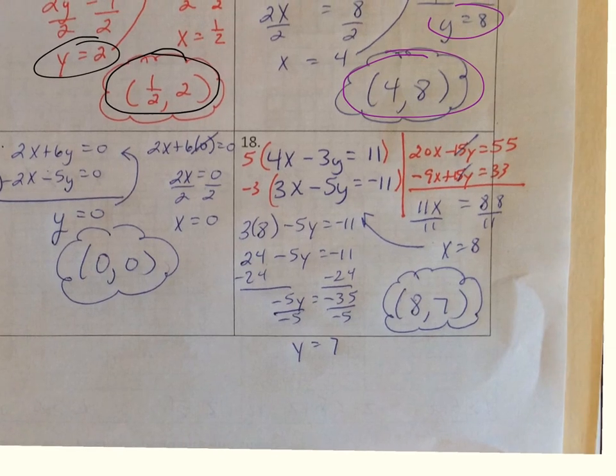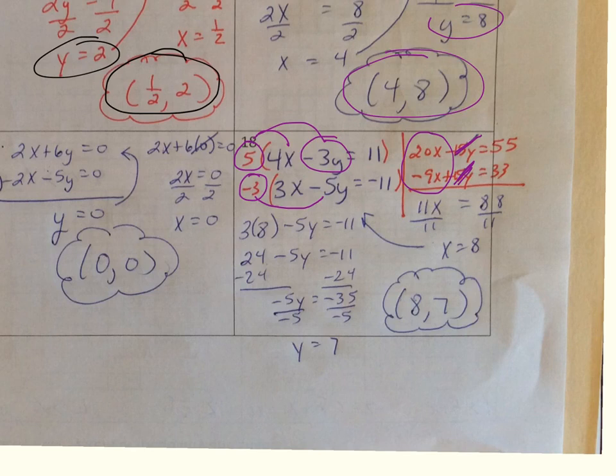On number 18, I had to do a little bit more work on this one. So what I ended up doing is multiplying the top one by 5 and the bottom one by negative 3. Notice when I multiply it by this one right here, that came out to be negative 15. When I multiply the negative 3 times the negative 5y, that came out to be positive 15y. And so when I added straight down, those two eliminated.